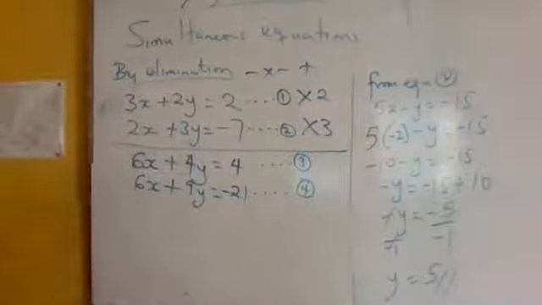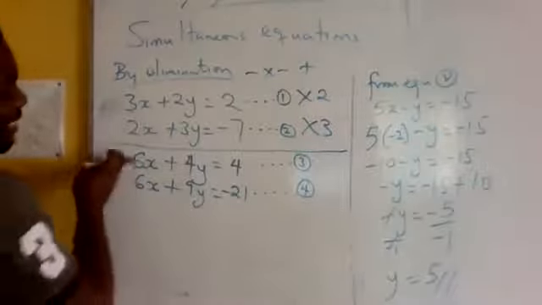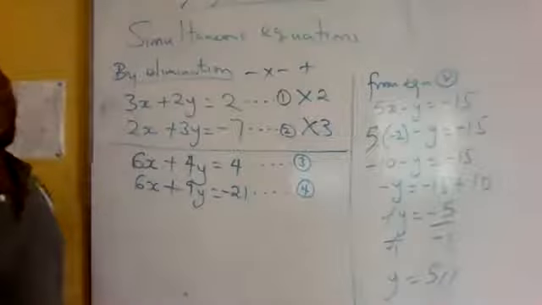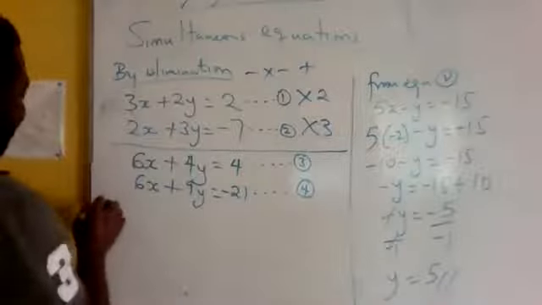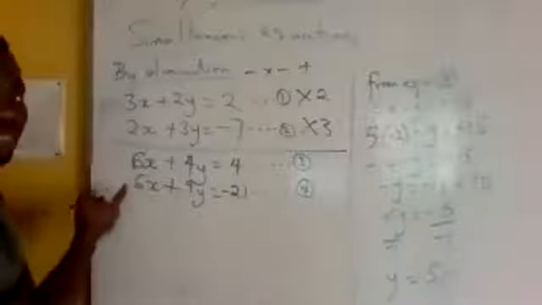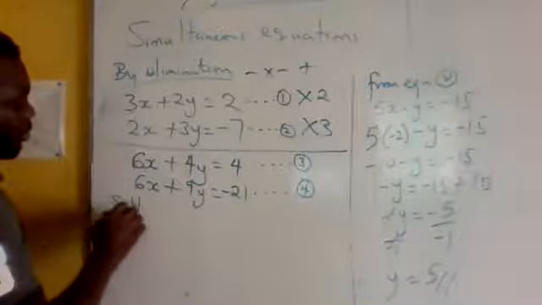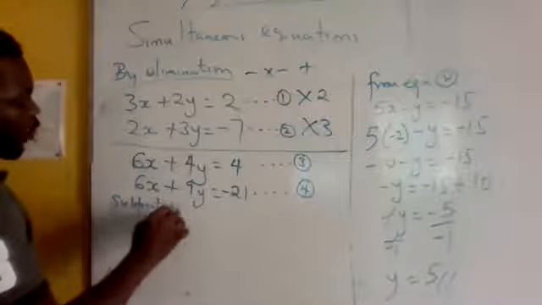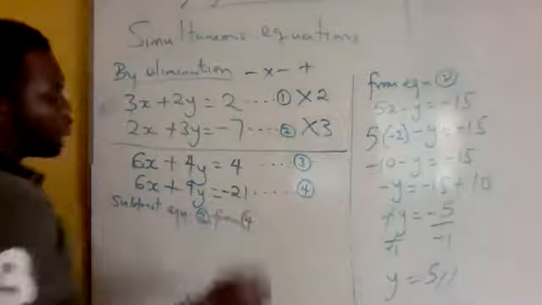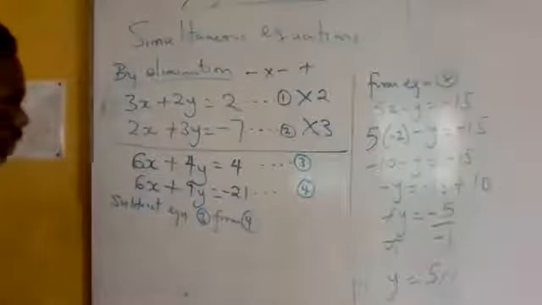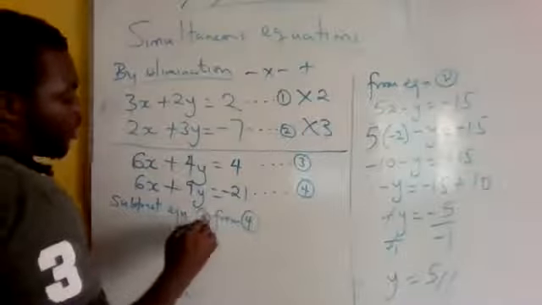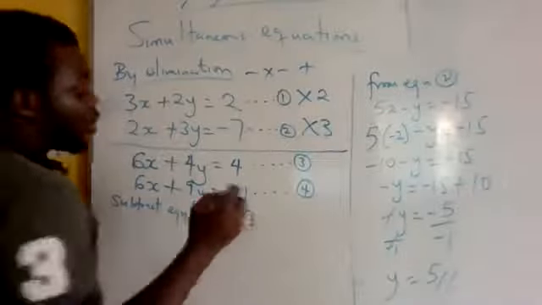Now, moving on. From here, I have the same coefficient, so it is easier for me to eliminate. By elimination, this is 6x, so that means I will subtract equation 3 from 4. But whatever you're doing, you must be consistent. If it's 3 from 4 you want to do, you must be consistent.